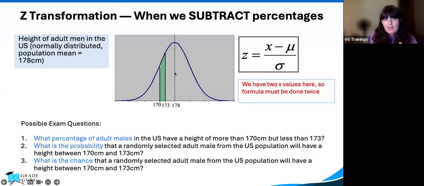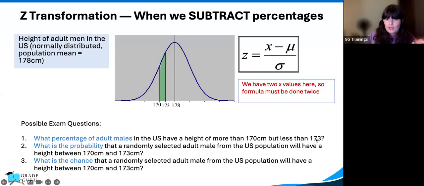Then for the second step, we need to find this area that's uncolored, right? And it's between the mean and 173. In that case, we'd use 173 as our X value. So after getting the larger area and the smaller area, we can take the larger, subtract the smaller, and the difference will be the green area that we're looking for.